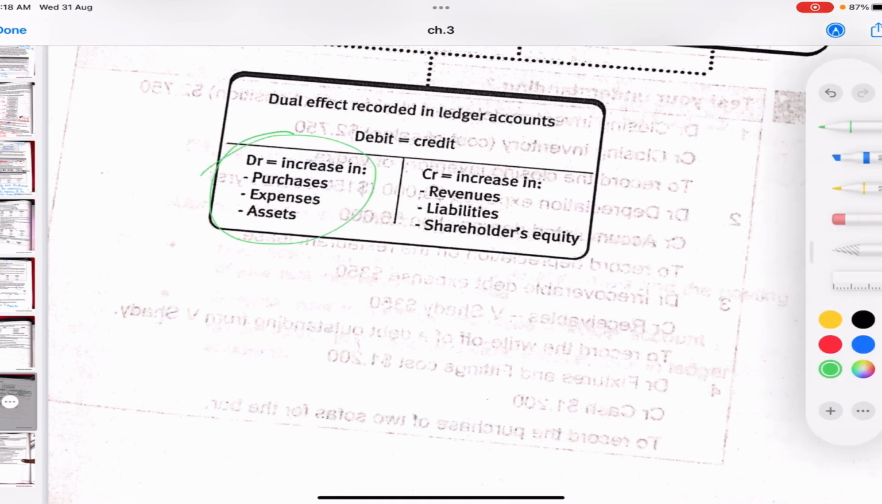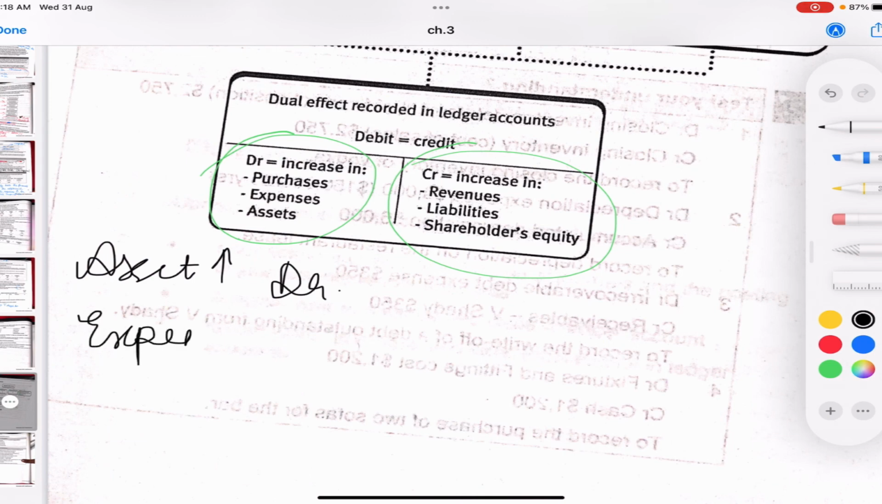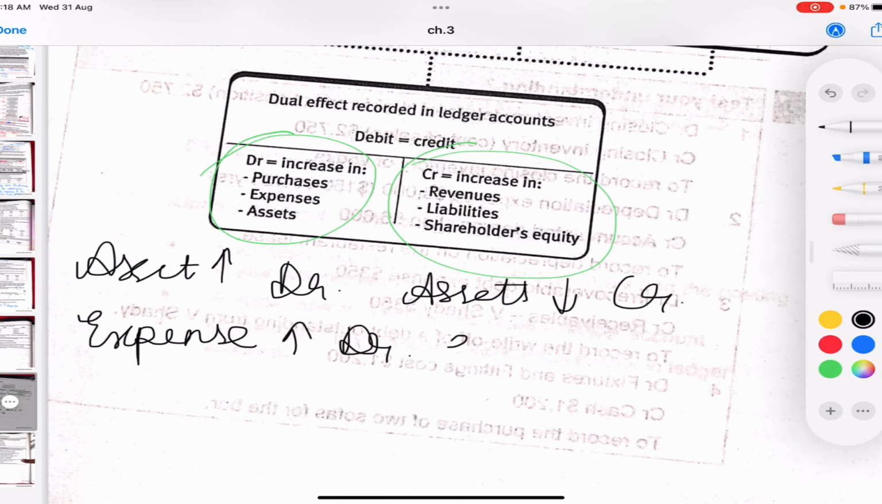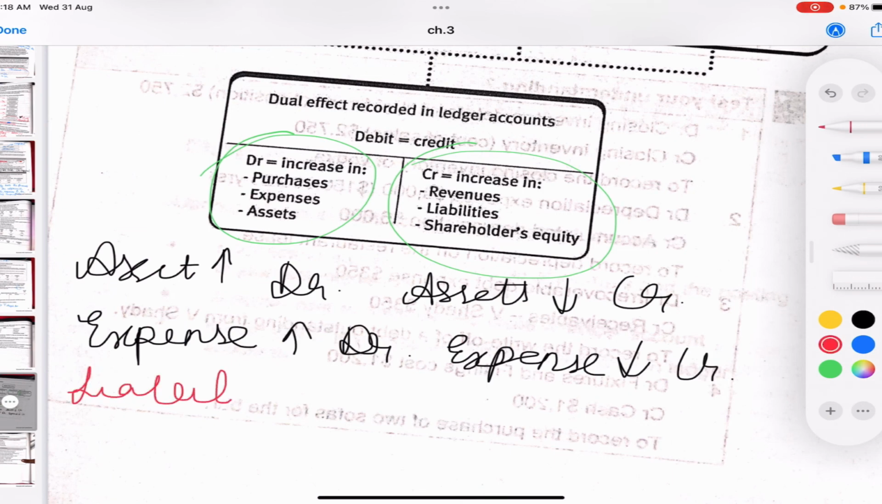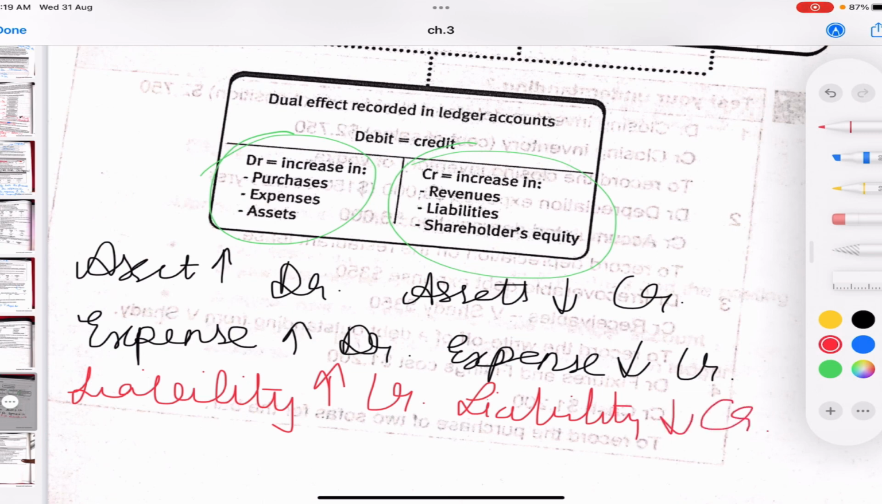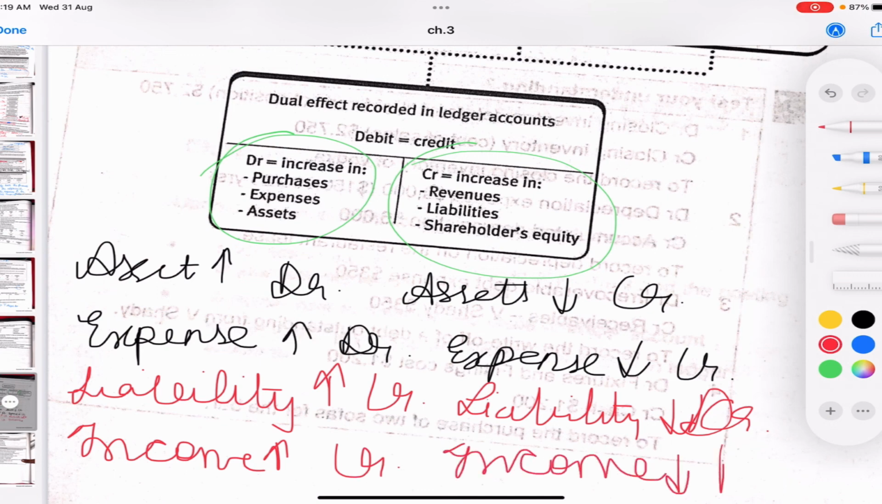So this is PEARLS, and this is something which we have revised, but let's revise it again. Whenever an asset increases, it gets debited. Whenever an expense increases, that also gets debited. Whenever assets decrease, they get credited, and whenever an expense decreases, it gets credited. Now when we come to a liability, whenever a liability increases, it gets credited. Whenever a liability decreases, it gets debited. And whenever an income increases, it gets credited, and whenever an income decreases, it gets debited.